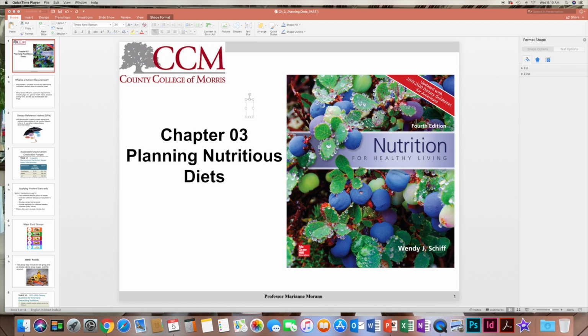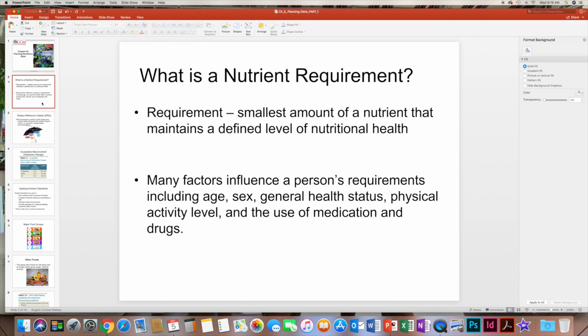In chapter 3, we're learning about how to plan nutritious diets. It's very important for us to understand that when we plan our diets, it takes effort and it is based on our requirements for good nutrition. There are so many different nutrients out there, and every one of them is defined for certain parts of health. So you can't just eat some of the nutrients, you need to eat all of them, and in order to do that you have to be able to plan.